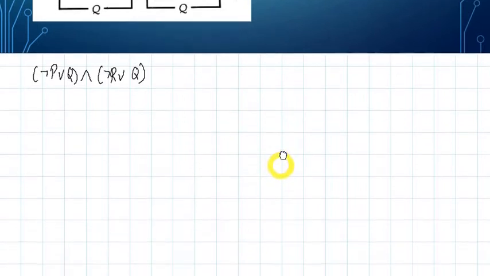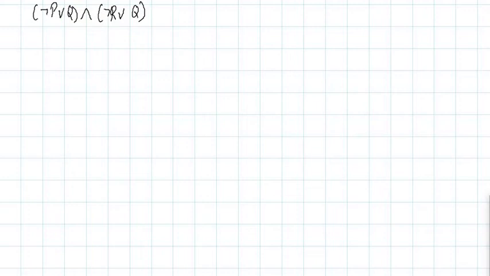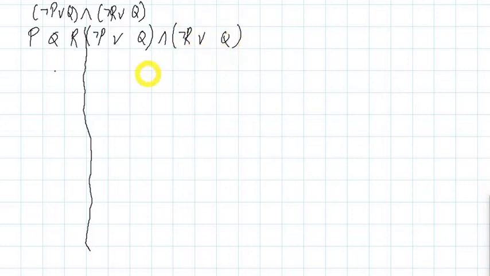So let's just write that down. We have 3 main propositional variables, so therefore we shall have P, Q, R. Then let's just have that down. There you go. Then let's write our statement. This is not P or Q, and not R or Q. So there we go. And let's write our values.